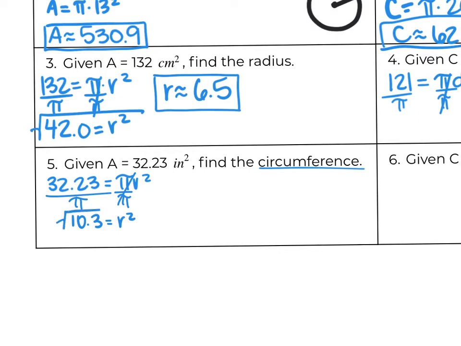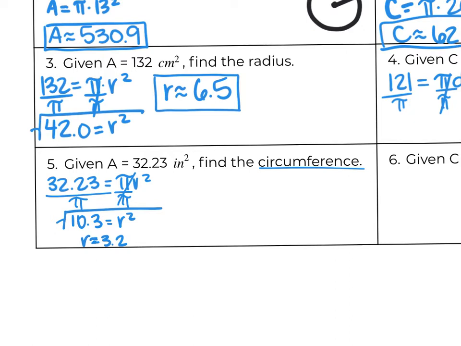You cannot finish with r squared. You have to get rid of the squared. So I do the square root. And that gives me r is approximately 3.2. Now, find the circumference.